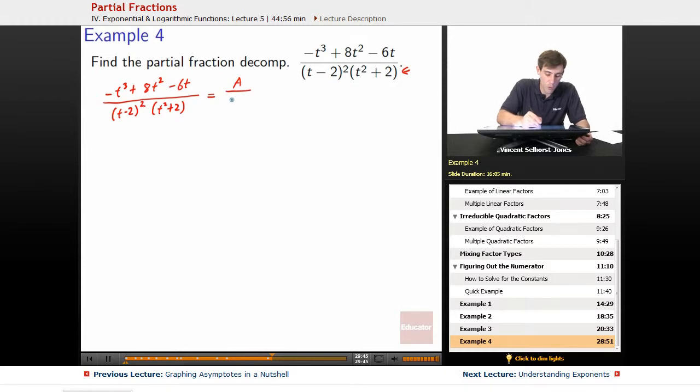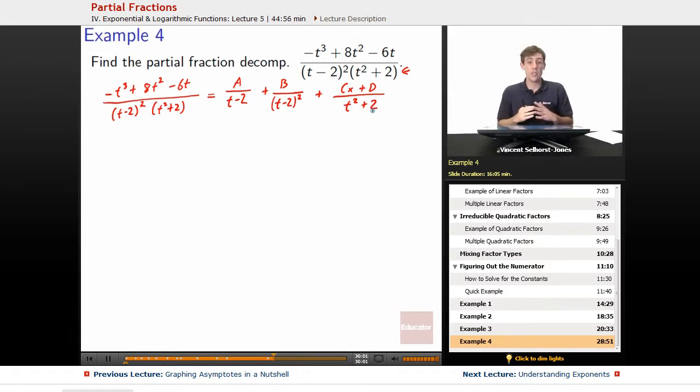A over linear factor of t minus 2 plus b over our second version of that linear factor, so t minus 2 squared, plus cx plus d over our irreducible quadratic factor of t squared plus 2. Great. So at this point, we multiply both sides by the denominator.